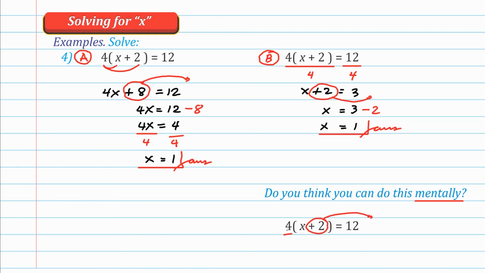So 12 divided by 4 is 3. Minus 2 is equal to 1. In the end, you get the answer quickly. The answer is 1. Of course, it takes more practice to be able to do this mentally. Let's have another example to precisely practice this new method.